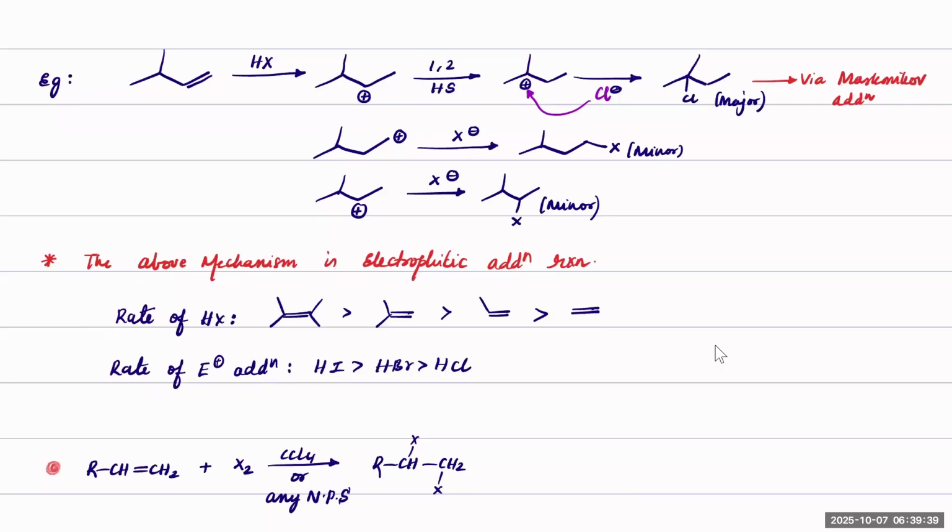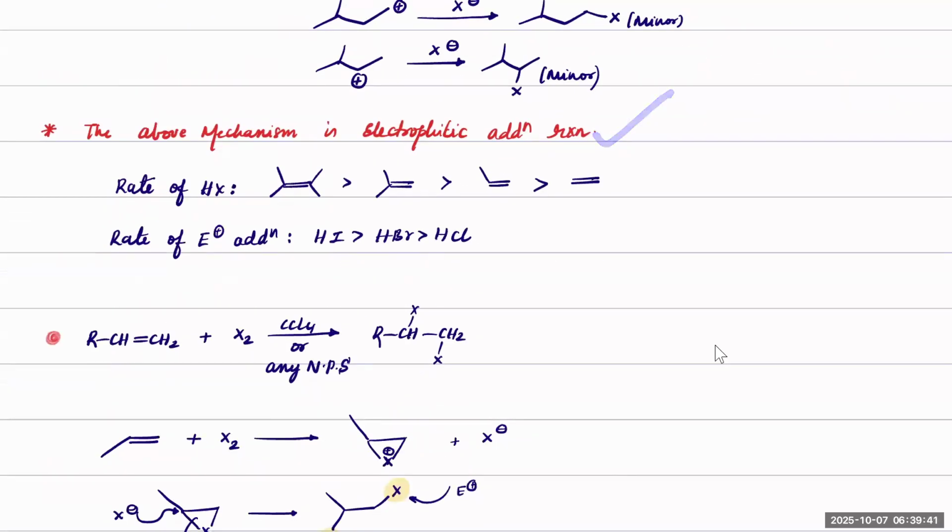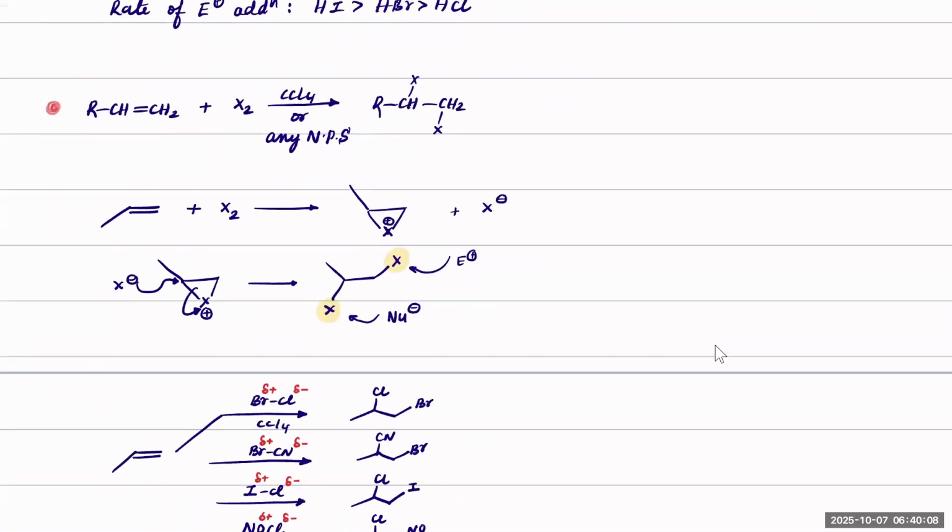The mechanism is more favorable. It is an electrophilic addition reaction, more favorable on a rate where carbocation get more stabilized. That means double bond should get more alkyl groups. More alkyl groups means more stability of carbocation. So this is the rate of addition. Out of HI, HBr and HCl, HI will make a better addition here, compared to that of HBr and compared to that of HCl.